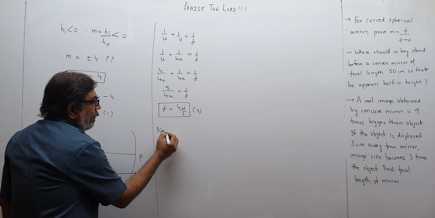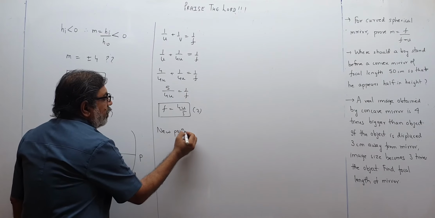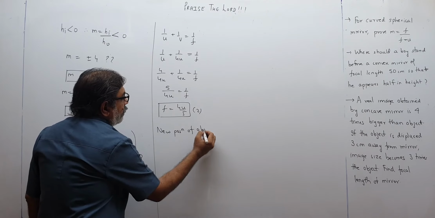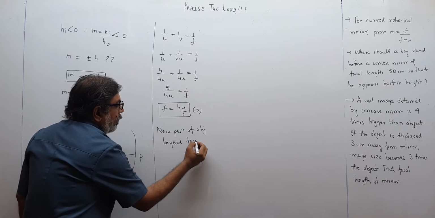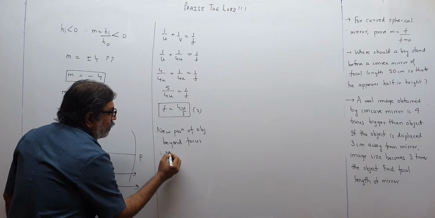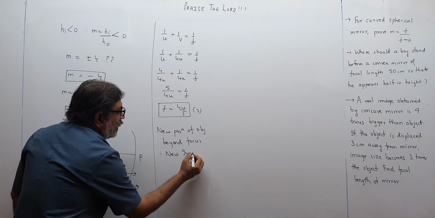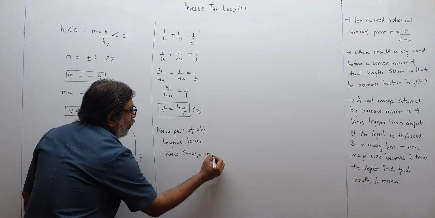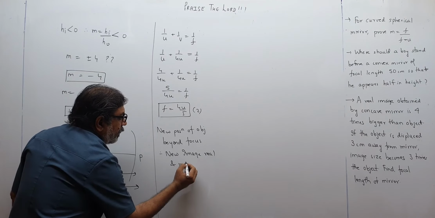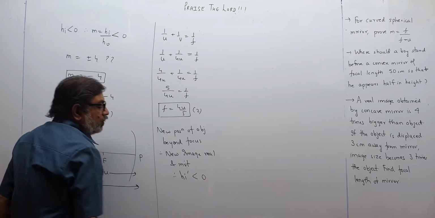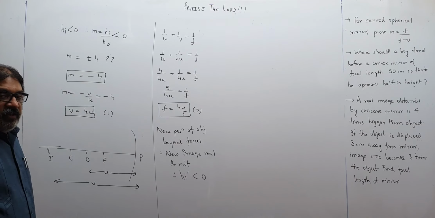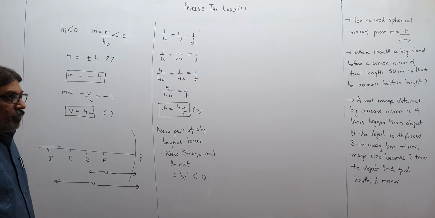New position of object beyond focus. Therefore, new image real and inverted. Therefore, hi dash less than 0. New image that is inverted, hi dash less than 0.